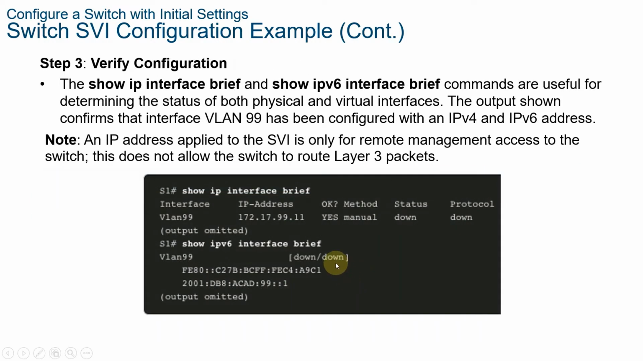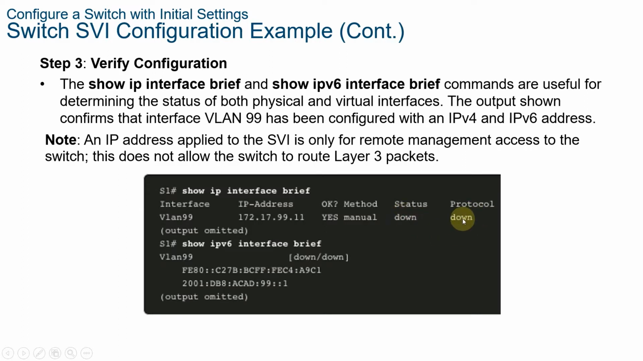The third step is to verify the configuration. You can use the command show ip interface brief. That is for IPv4, and in here we can see that interface VLAN 99 was configured with IP address 172.17.99.11, and the status here is down and down.